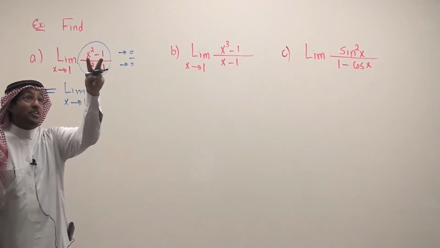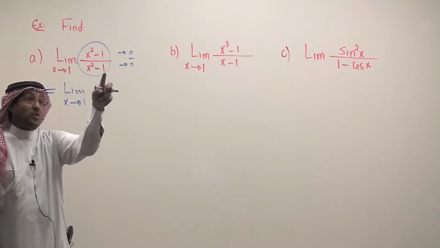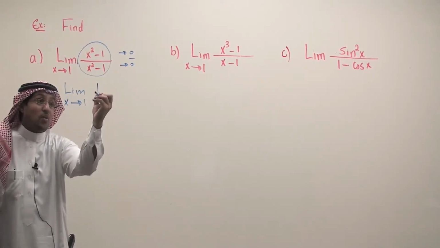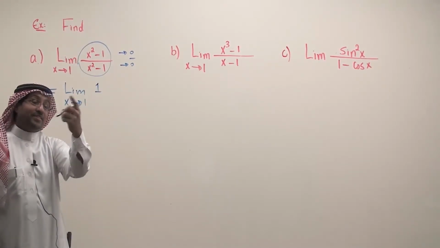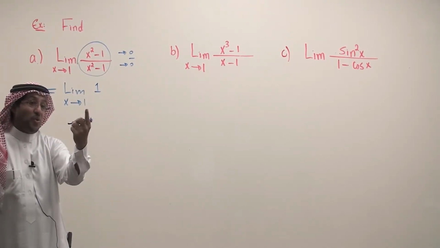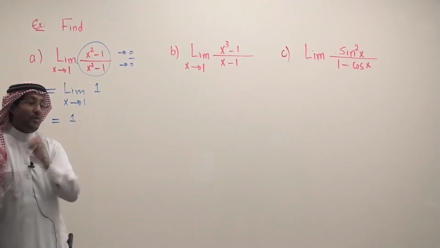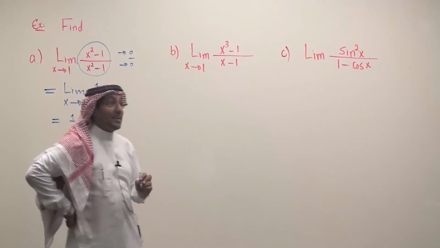So this quantity, x squared divided by x squared minus 1 divided by x squared minus 1, is basically what? 1. So this is the limit of the function 1 as x goes to 1, which is exactly 1. Okay, very simple. Let's see the second one.